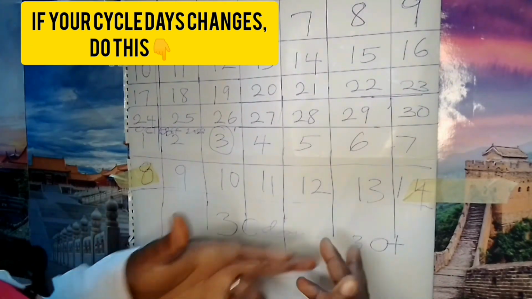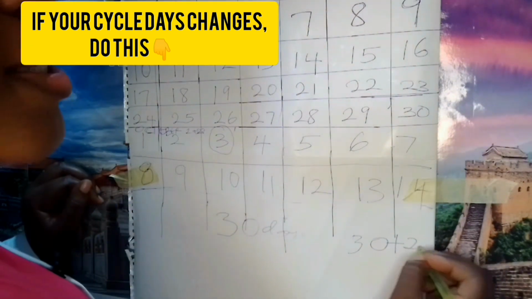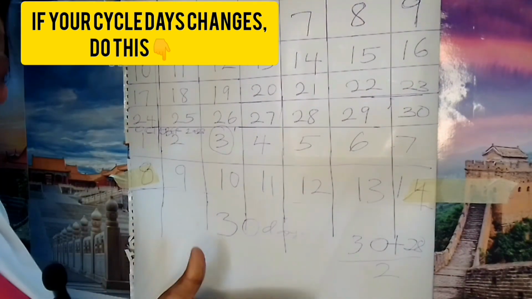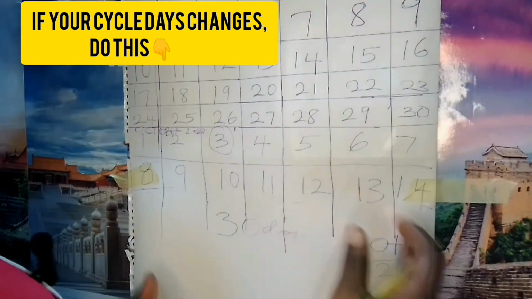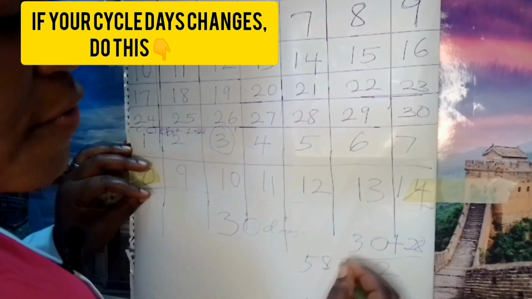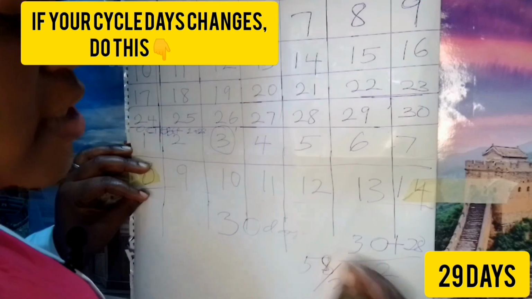What you need to do is to do the 30 plus the 28 all divided by 2 to get your normal cycle length. So if I'm going to do 30 plus 28, this is going to give me 58, divided by 2. 58 divided by 2.